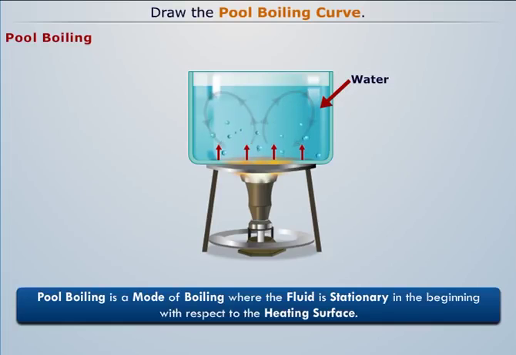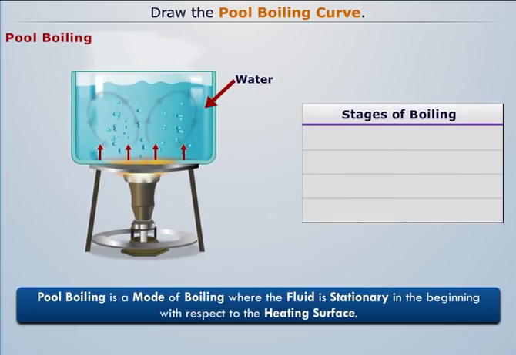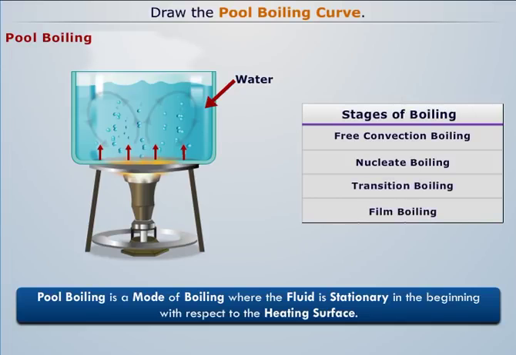Then bubble formation takes place, and after some time the water gets boiled. This process is a pool boiling process. Pool boiling takes place in different stages. They are free convection boiling, nucleate boiling, transition boiling, and film boiling.